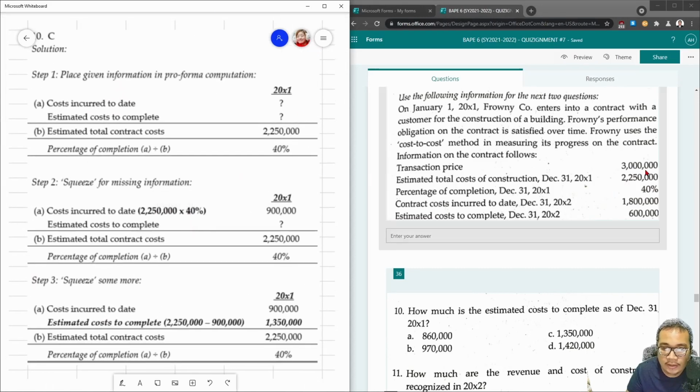Meron kang information nito, meron kang blanco dito, but they are interrelated. Magagamit mo sila to look for the other one. Okay, goods. So in this case, ganun yung ginawa, kasi ganun lang talaga dapat.